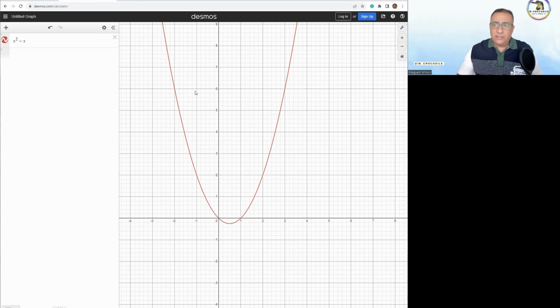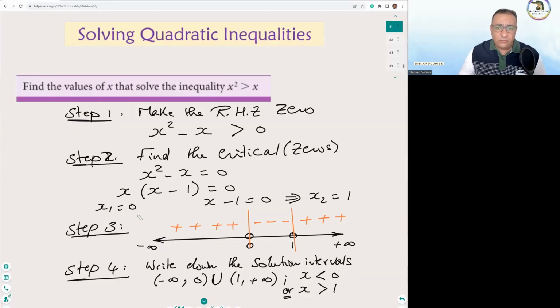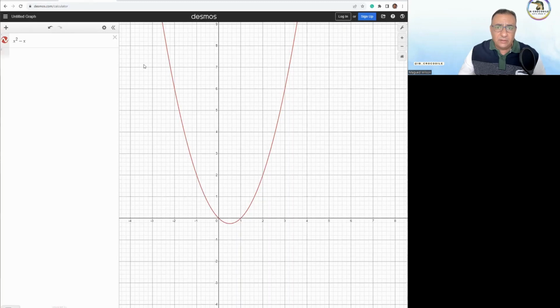So these are the two approaches: the algebraic approach, 4 steps, and the graphical approach using the graphing calculator or graphic display calculator. We call it GDC. I hope it was helpful today.